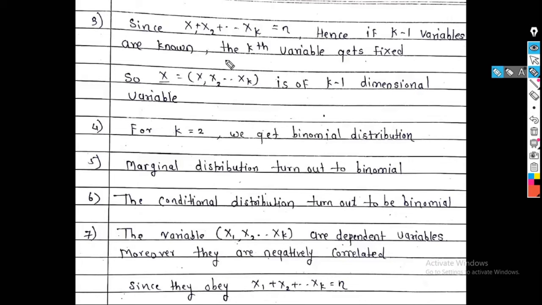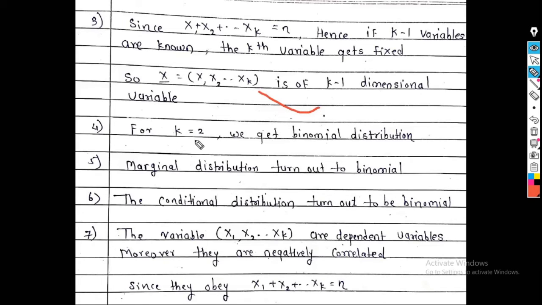Third remark is, since x1 plus x2 plus ... xk is equal to n, hence if k minus 1 variables are known, the kth variable gets fixed. That is, if we know the k minus 1 variables, then we can calculate the kth variable. So the kth variable does not remain a variable, it becomes a constant, because this condition is satisfied for the multinomial probability distribution. So vector X, that is X1, X2, ... Xk, is of what? A k minus 1 dimensional variable.